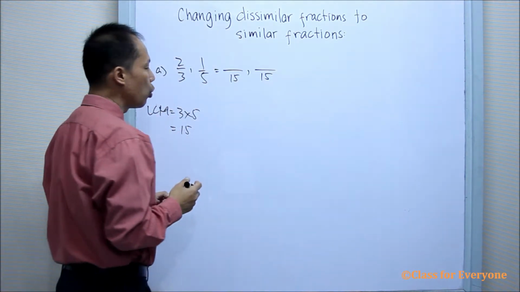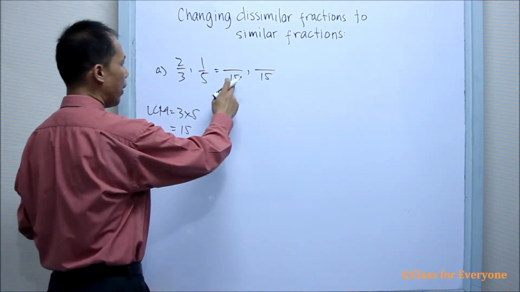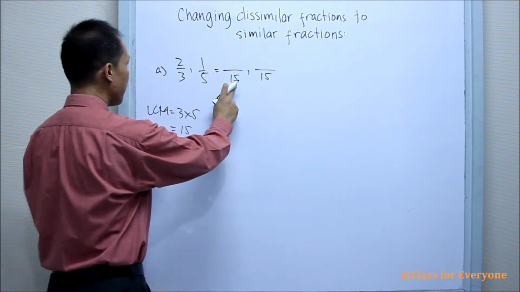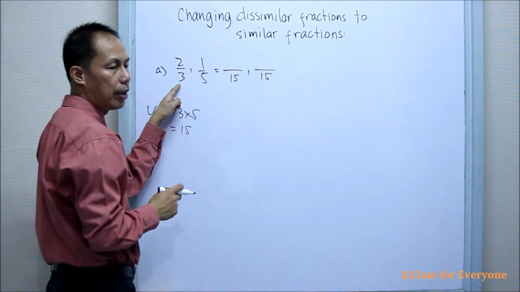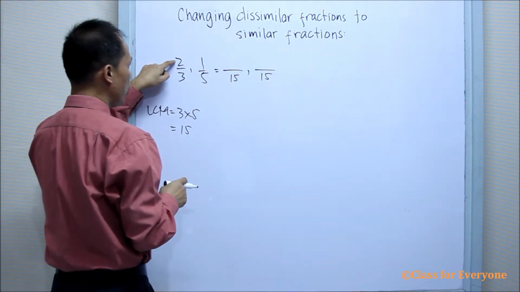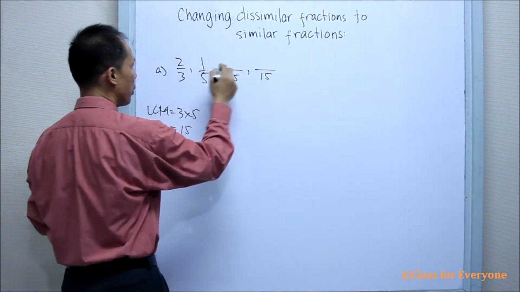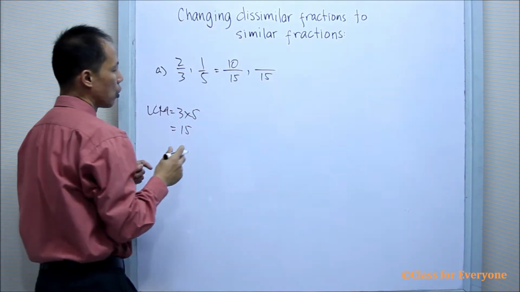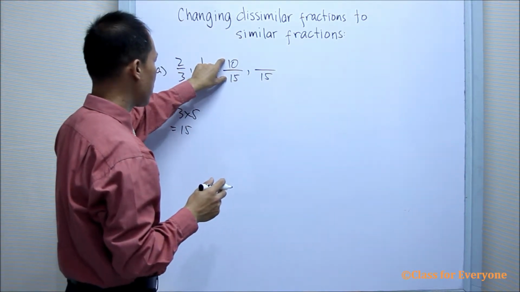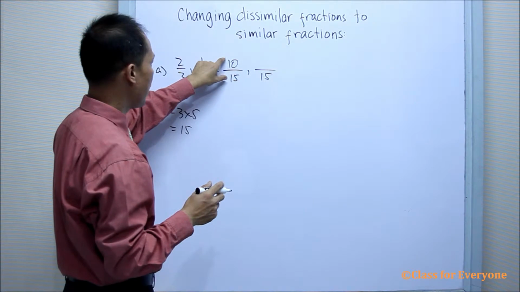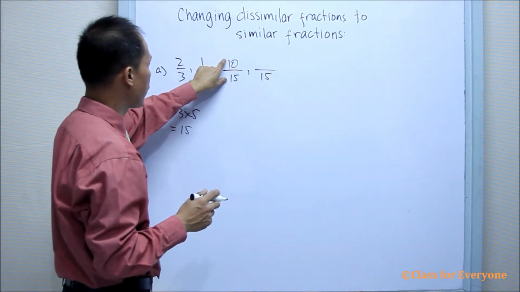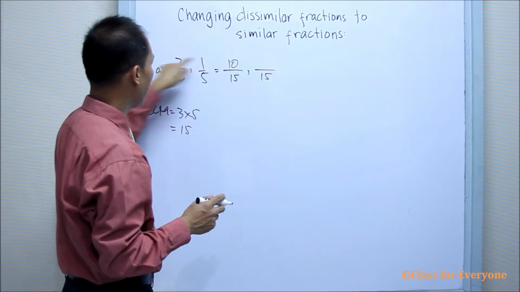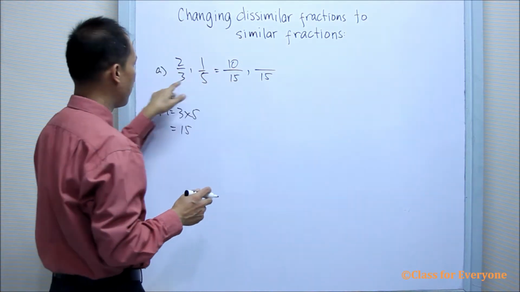Now, to change it into an equivalent fraction, we divide the LCM by the denominator. So 15 divided by 3 is 5. And the quotient will be multiplied to the numerator. So 5 times 2 is 10. If we're going to simplify this 10 over 15, we just divide both the numerator and the denominator by the common factor, which is 5. So 10 divided by 5 is 2. 15 divided by 5 is 3.